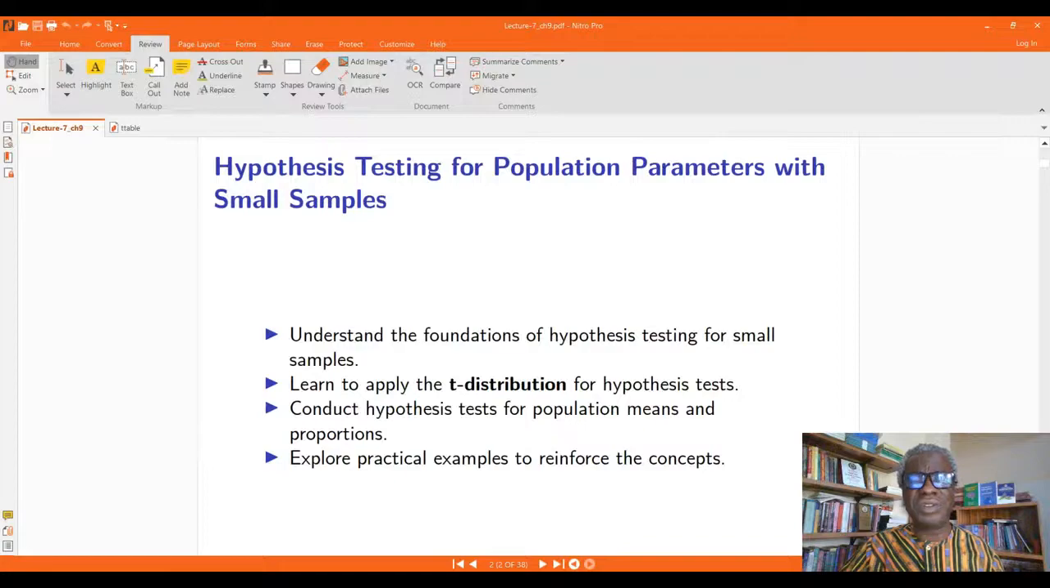We will conduct hypothesis tests for population means and proportions, as we used to do, both for when we have a single population and when we want to compare two populations, both for mean and for proportions. So we will explore practical examples to reinforce the concepts.